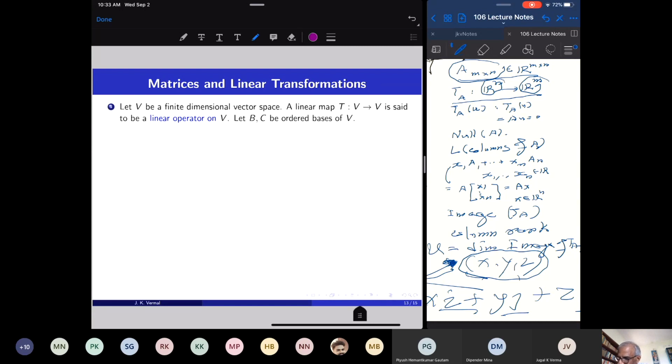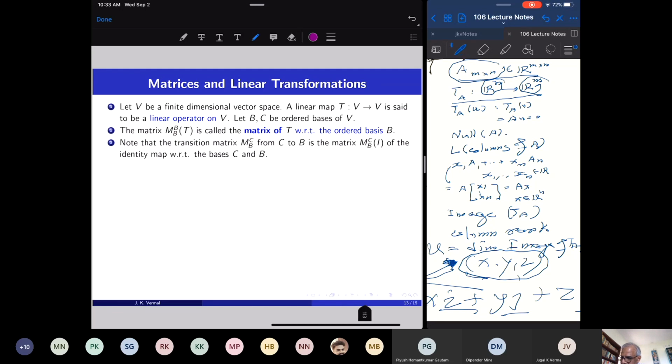Fix two bases of V. Then we can construct the matrix of T with respect to B. This is called the matrix of T with respect to the ordered basis. Both the domain and the codomain are the same, so I am taking the same basis B, and then I write a matrix of this linear transformation. This is called the matrix of T with respect to this ordered basis.